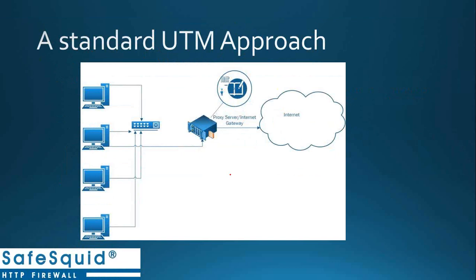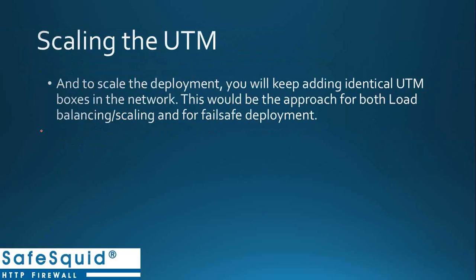So this is a standard UTM approach which we see. Now, scaling this UTM will essentially mean that you are going to deploy another exactly same device on the network. For fail-safe, you will be doing that anyway, because nobody in an organization is going to be using a single point of failure for everything. If somebody doesn't deploy a fail-safe mechanism for their UTM, it means either the entire connectivity of the enterprise to the internet goes down, or it just passes through unchecked.